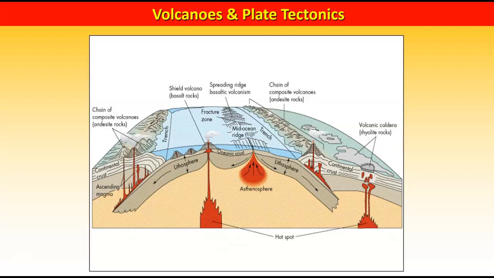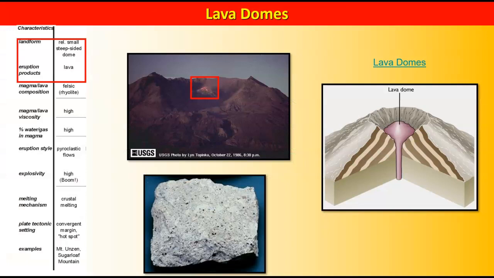Not sure why that's there, but it's illustrating where we get volcanism: divergence, we get hot spots, we get subduction, all that kind of good stuff. Okay. Oh gosh, I forgot about lava domes. No, I didn't forget. They're here, and we've got to talk about them because we're moving down the list from mafic all the way to felsic.